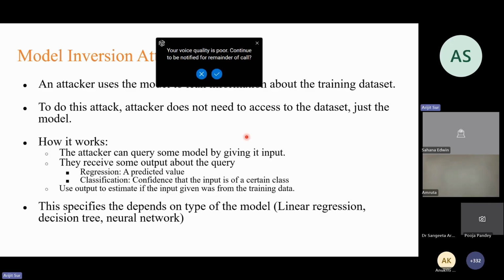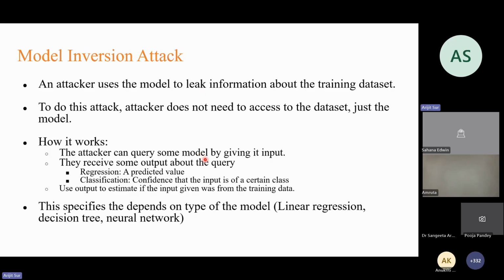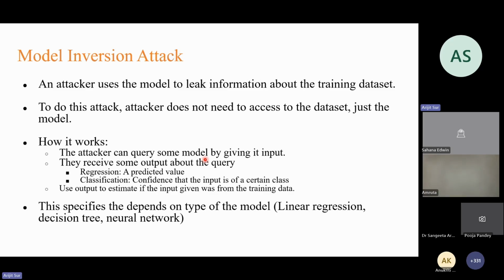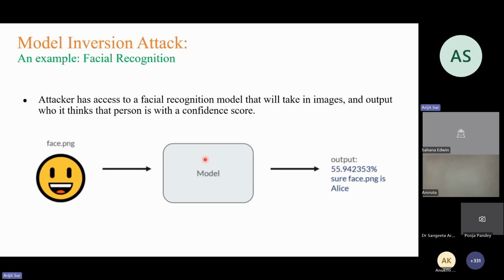How does it work? Attackers can query the model by giving it an input, and they get some output. Now they use this output to estimate whether the input was from the training data. Can we hypothesize it from the output? That depends on the type of model. For linear regression, it is a very effective way.